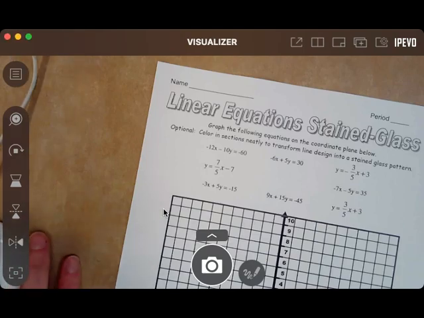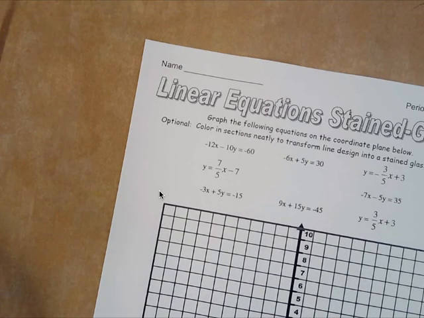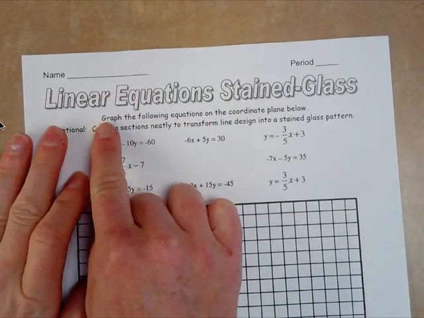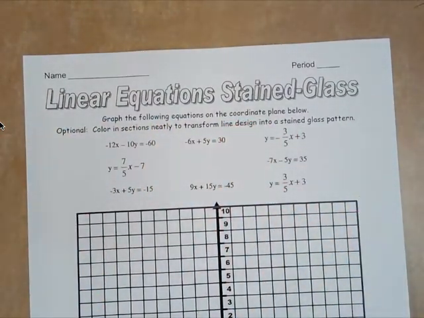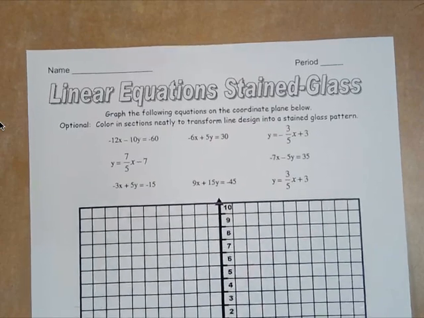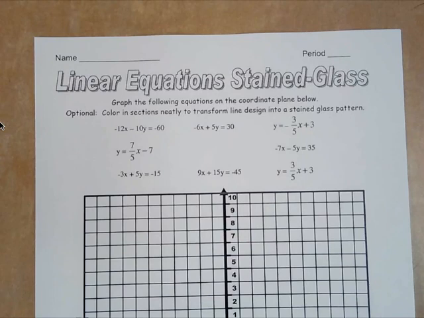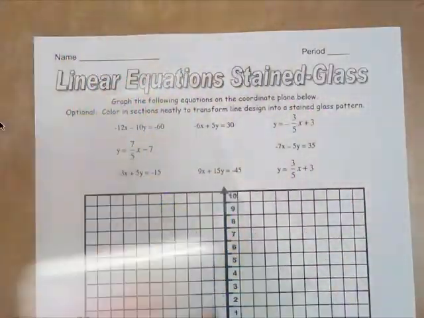Let's look at your stained glass. So this is a project and it's going to count as a quiz grade. Graph the following equations on the coordinate plane below. So you're going to graph them. You don't have to color this, but you will be coloring the transparency. So transparency is going to make it look like this whenever you get done. So it's like that. That's cool.